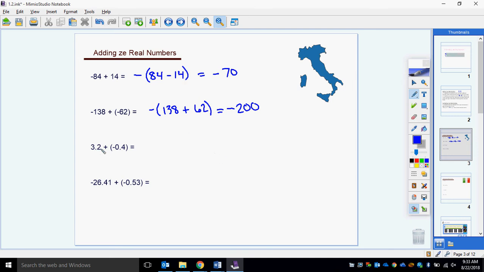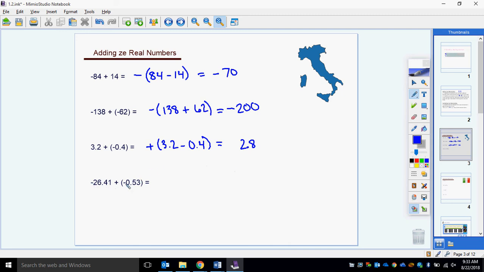Down here, I have a positive and a negative, so I'm following the second rule. And I'm going to subtract the numbers, their absolute value, so 3.2 minus 0.4. And I'm going to attach the sign of the bigger number. The bigger number between 3.2 and 0.4 is 3.2, which is positive, so I'm going to attach that positive to the end of my answer. Subtracting these is going to give me 2.8, and I want to make sure that it stays positive 2.8.